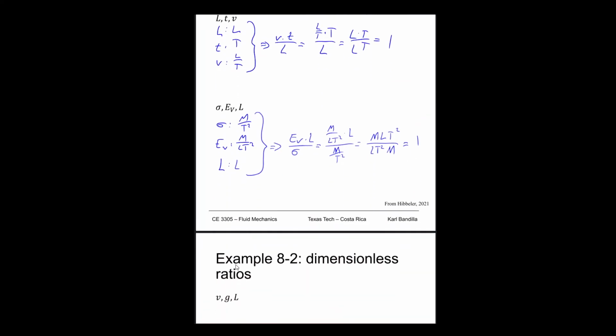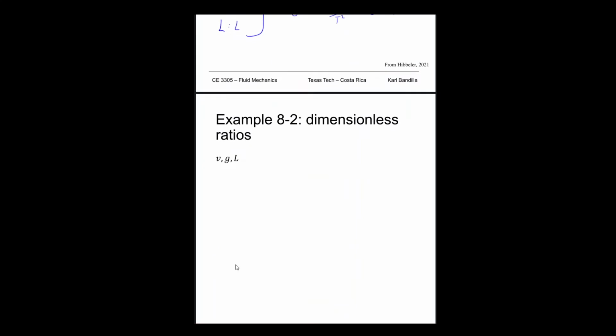The last one that we have is the velocity, the gravitational acceleration, and length. So we can say V is a length per time, velocity. We have the acceleration, g, that is length per time squared, meters per second squared, and then length is length.